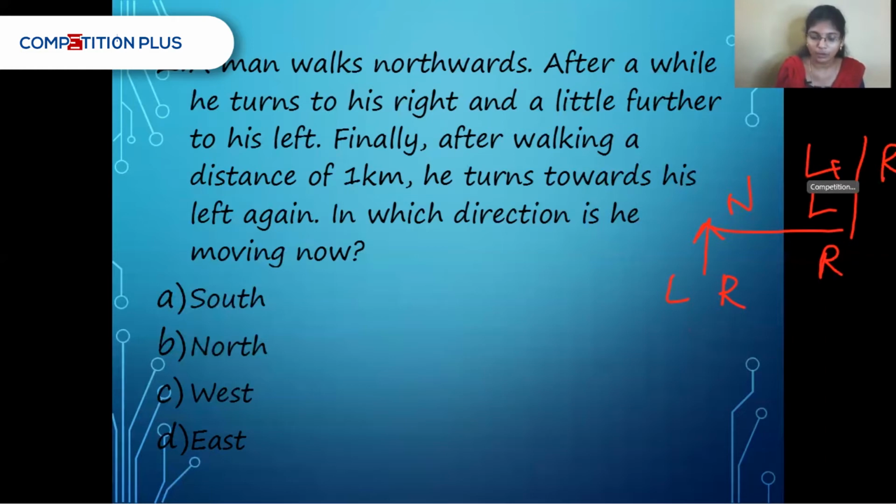So this is his right and this is his left. If he is again moving here, yeah, he's moving again towards his left. So now he is in which direction? It is obvious that he is in the west direction. Got it? Let's move to the next interesting question.